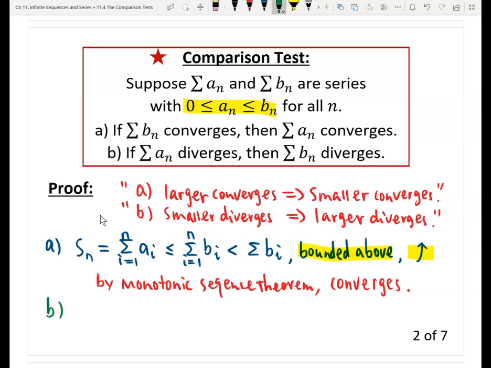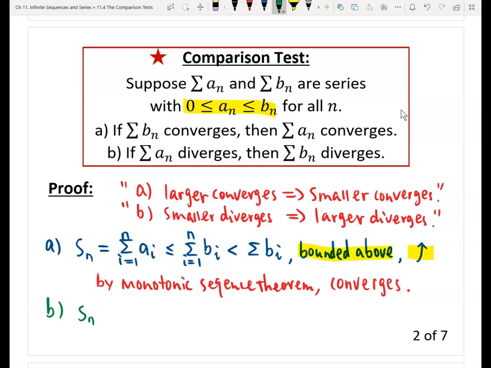So how about b this time? b is the larger one. If the smaller one diverges, the bigger one diverges. Look at it, it's obvious, okay? The smaller one diverges, this time goes up to infinity. So the bigger, larger one, of course, goes up to infinity too, right? Okay, so how to write this? Let me write it in this way.